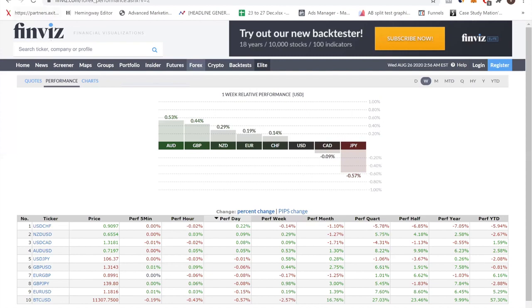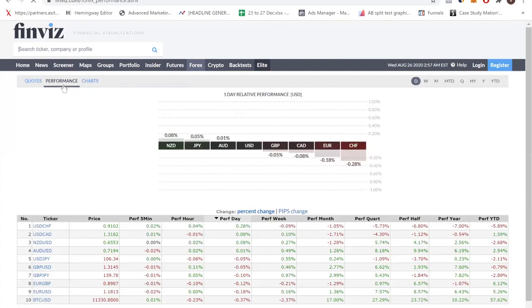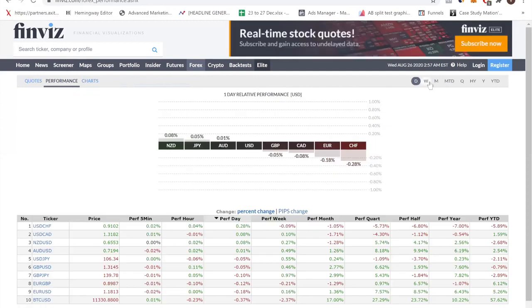So I'm at FinViz. The first thing you want to do is click on the Forex tab over here. And then after that, you should see a screen like this. In this case, we're interested in the performance. So just click on the performance and click to the weekly performance.